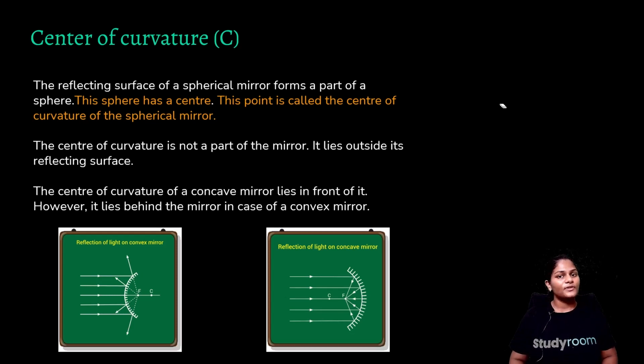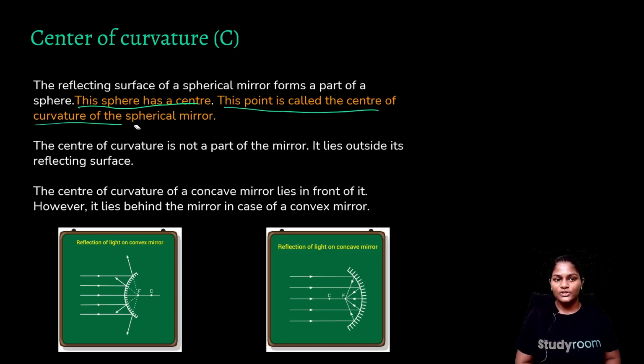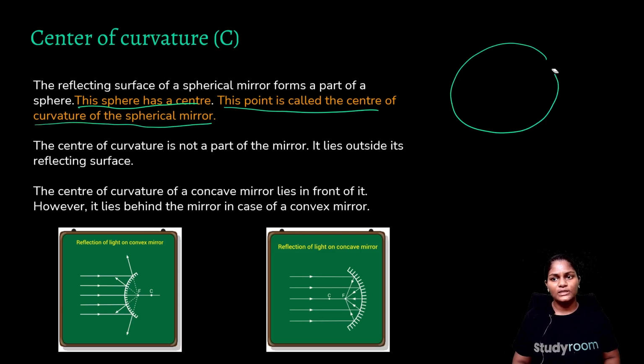Now, the center of curvature, as we just discussed: the sphere that we are considering has a center, and this point is called the center of curvature of the spherical mirror. I don't need to do it again and again. Even if the outer surface of this sphere is the reflecting surface, it doesn't matter. This sphere's center is the center of curvature. Now this is the important point: the center of curvature is not a part of the mirror.